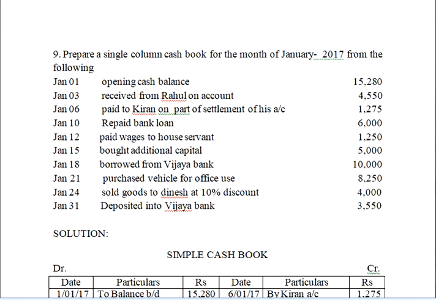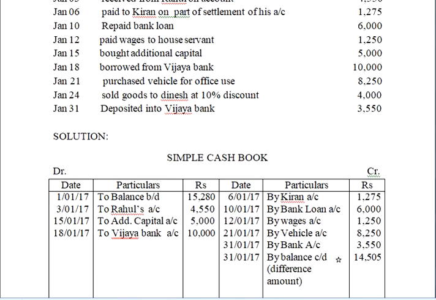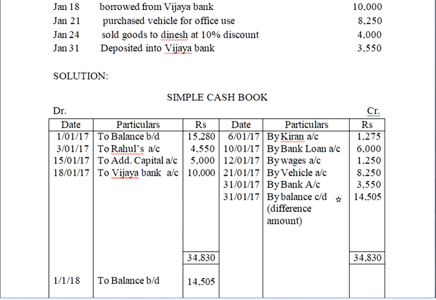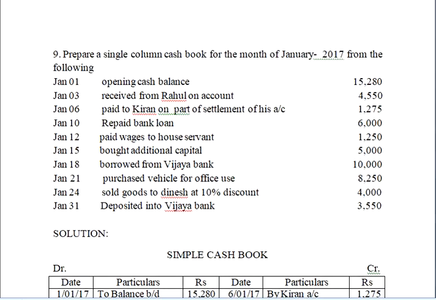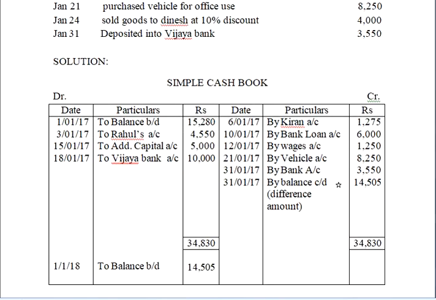Coming to the solution in the simple cash book, now you can notice that. To balance brought down. See here, on Jan 1st, opening cash balance is given as 15,280. That should be considered under which side? Debit side. See here, 1/1/2017, to balance brought down. How much do we consider? 15,280. Same date, particulars, rupees.